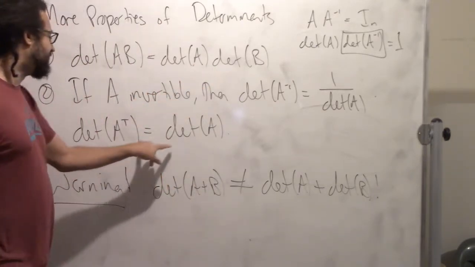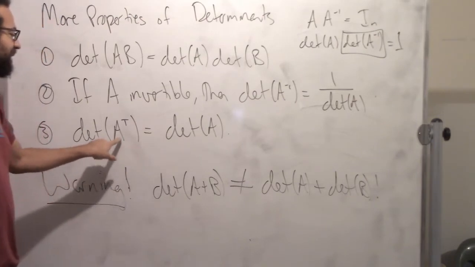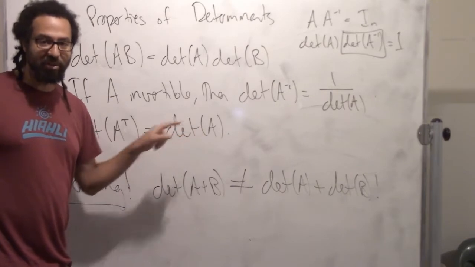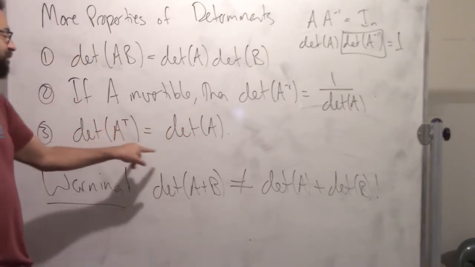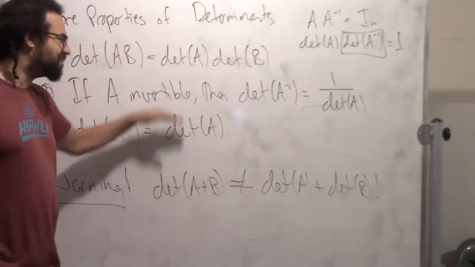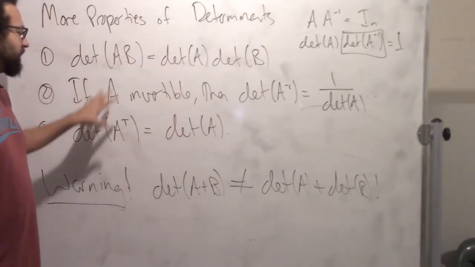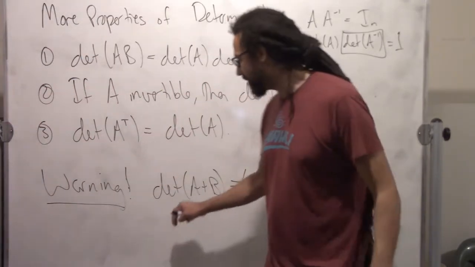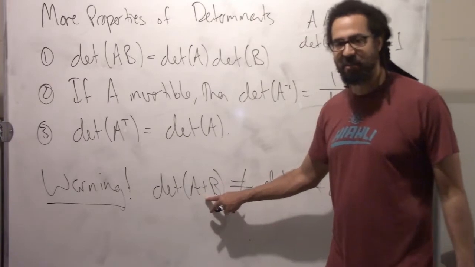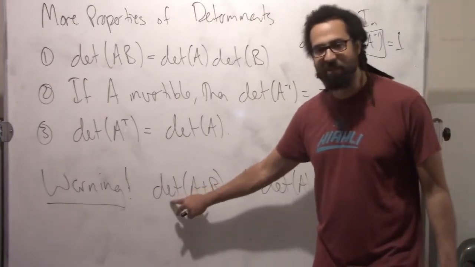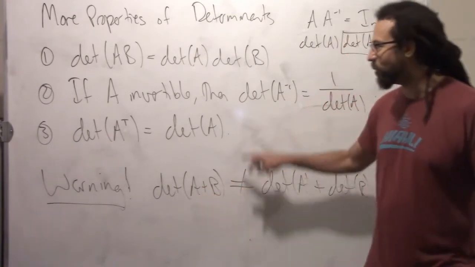And then the last thing is the determinant of a transpose is equal to the determinant of the original matrix. So the determinant of A transpose is equal to the determinant of A. So definitely want to memorize these three properties. And please avoid the following pitfall: the determinant of a sum is not equal to the sum of the determinants. So determinants do not go through sums the way they go through products.